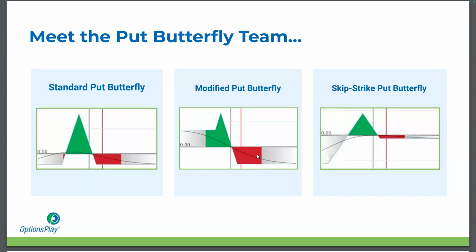Now, if you modify it, you pay a little bit more. But if the market goes up, you can lose that. So you're losing more than you are over here. But if the market goes down, you can actually make money. So this is open-ended if it goes below this put strike on our modified butterfly.